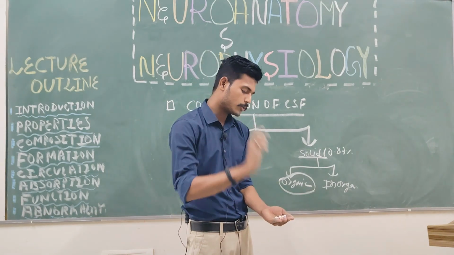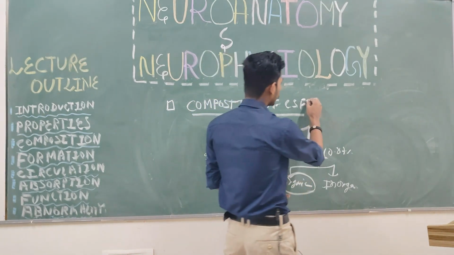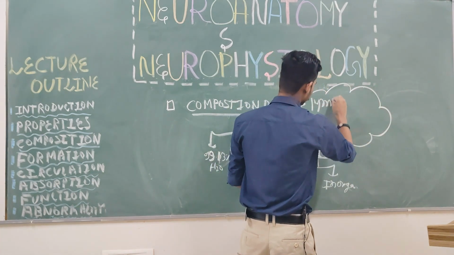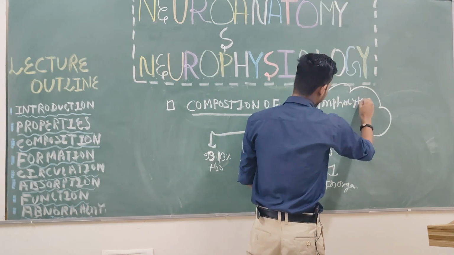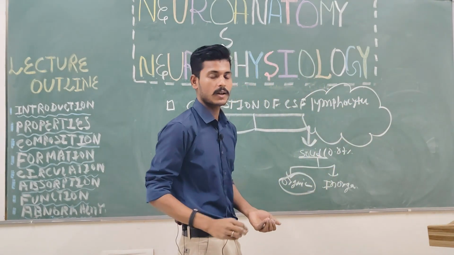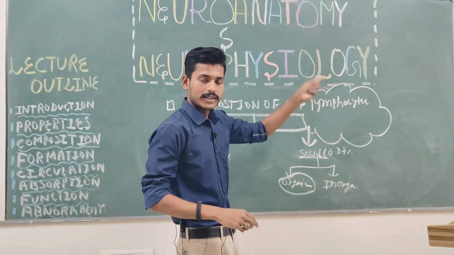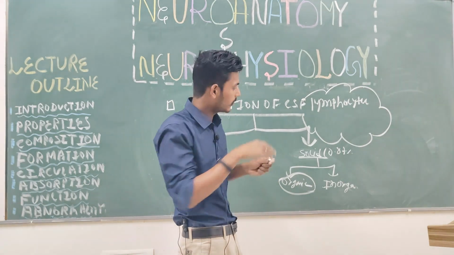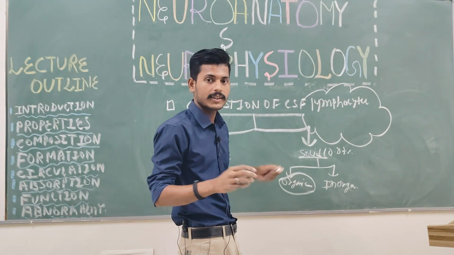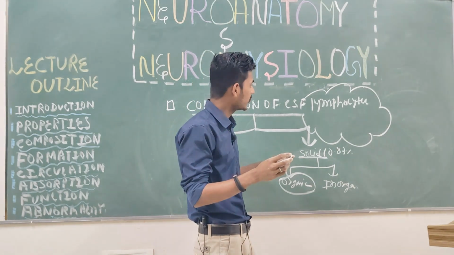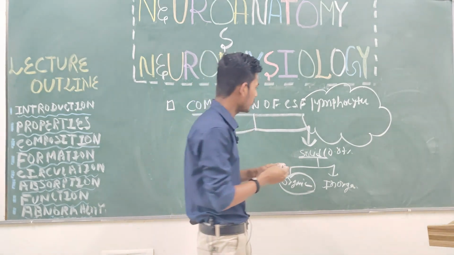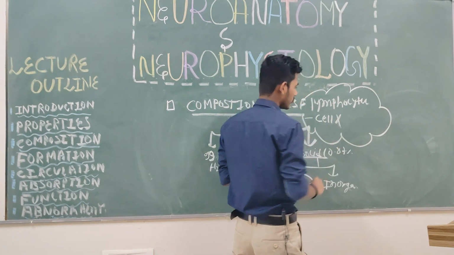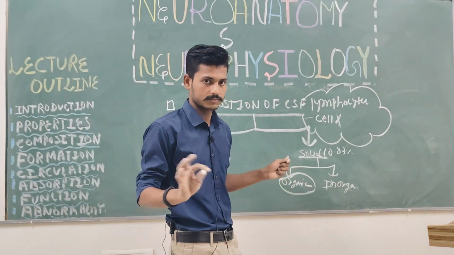Now the thing you should remember is that there is no lymphocyte present in the CSF when it is secreted by the choroid plexus. There is no lymphocyte, but when it comes to the spinal cord region, some lymphocytes are present. Second, there is no presence of other cells. This fluid is clear.